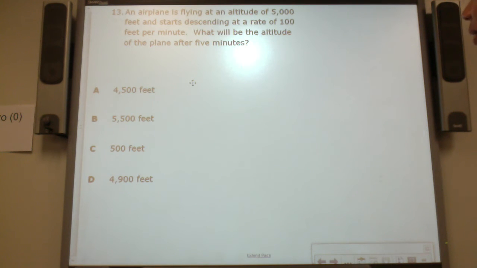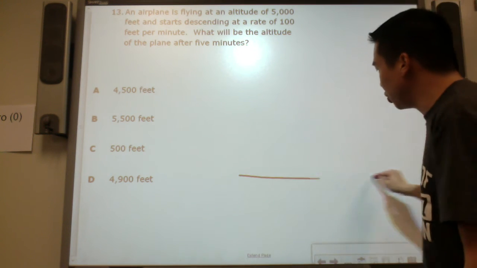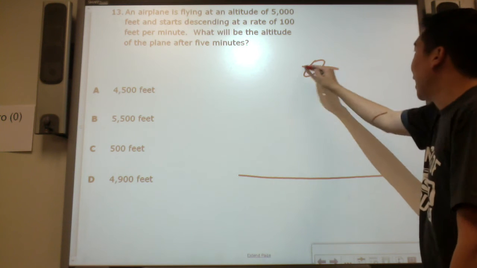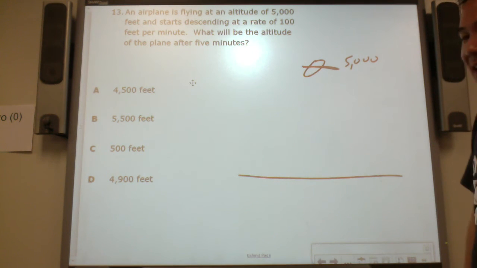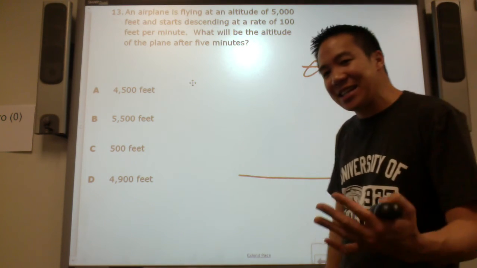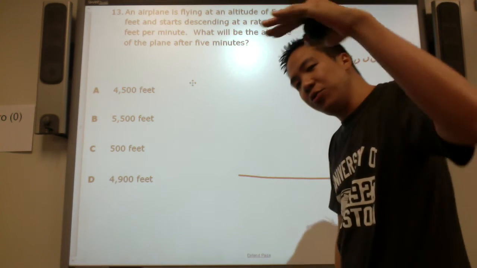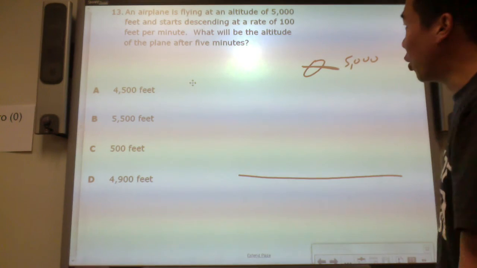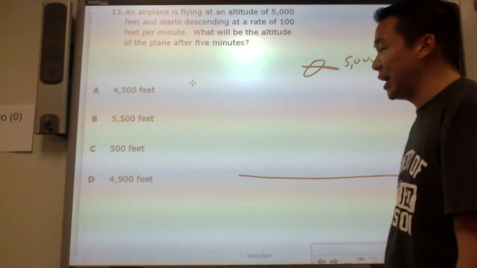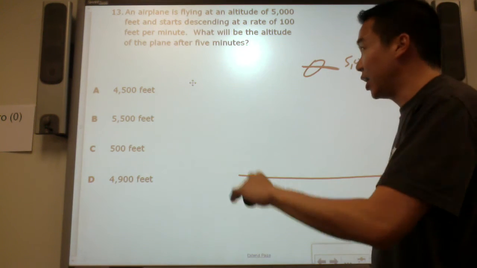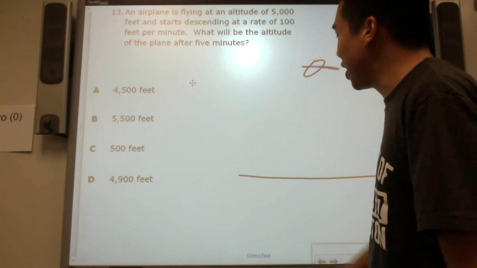13. An airplane is flying at an altitude. Here's the airplane, at 5,000 feet. It descends. The word descend is like decrease. It's going down at a rate of 100 feet per minute. So every minute it goes down 100. What will be the altitude after 5 minutes?